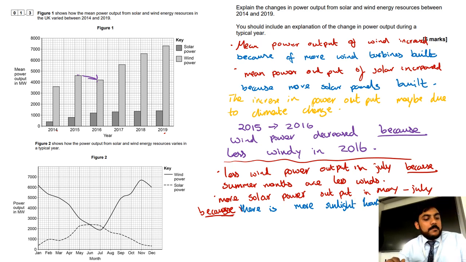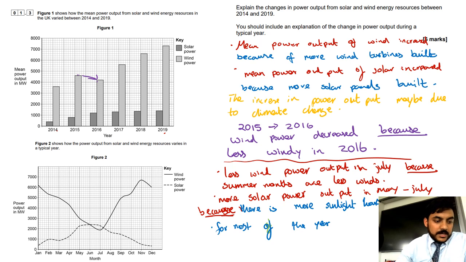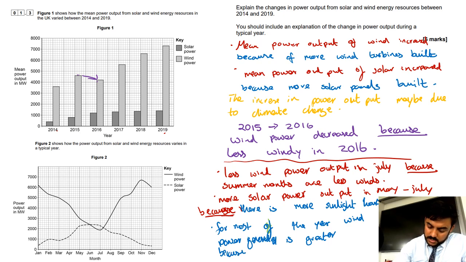Other statements that we can make are for most of the year, wind power generated is greater because the UK is windier. All of those statements you could make.